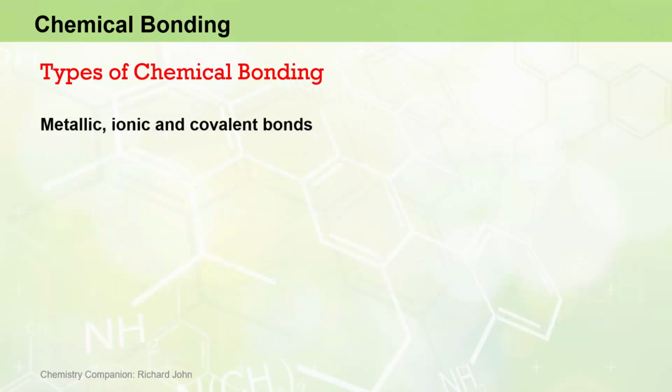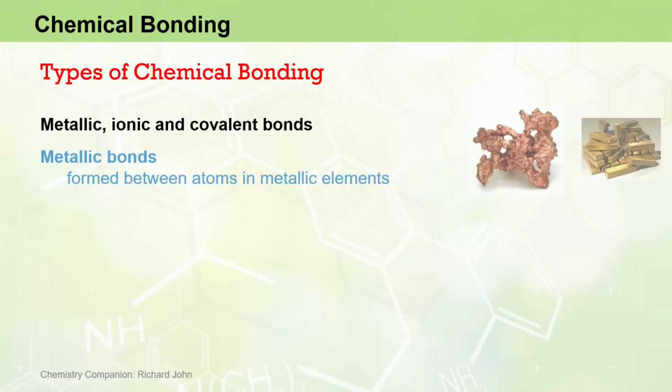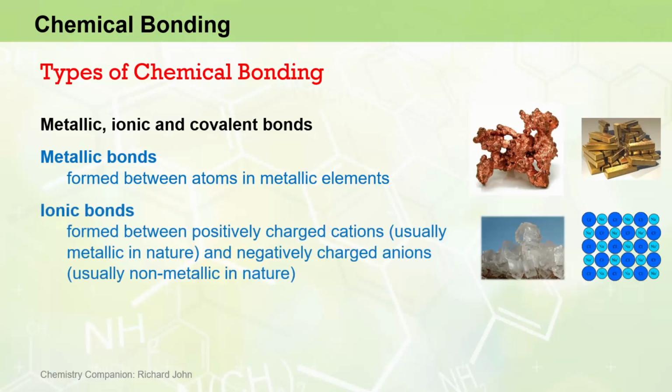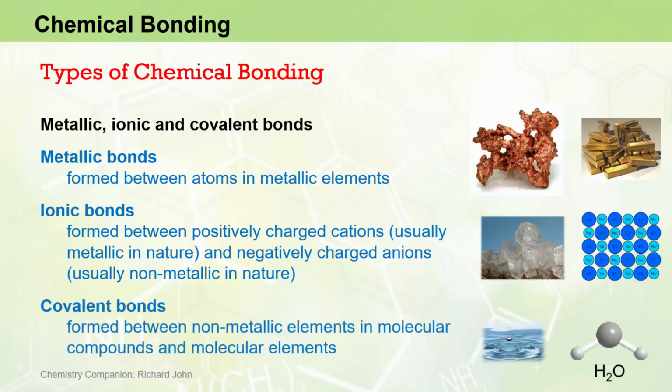Broadly speaking, there are three types of chemical bonds that exist in chemical substances: metallic bonds, ionic bonds, and covalent bonds. Metallic bonds are formed between atoms in metallic elements such as copper or gold or any other metal from the periodic table. Ionic bonds exist between positively charged cations, usually metallic in nature, and negatively charged anions, usually non-metallic in nature. The classic example being sodium chloride or table salt. Covalent bonds are formed between non-metallic elements in molecular compounds and molecular elements.